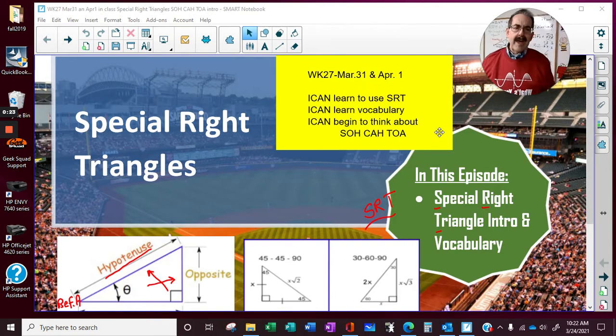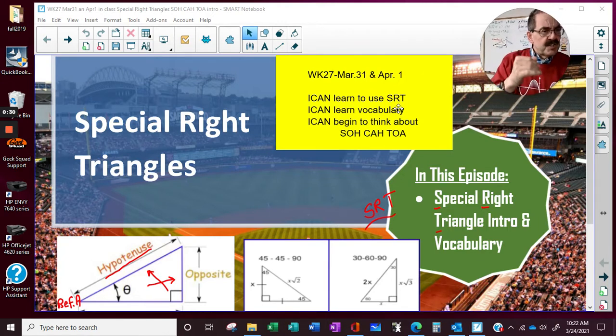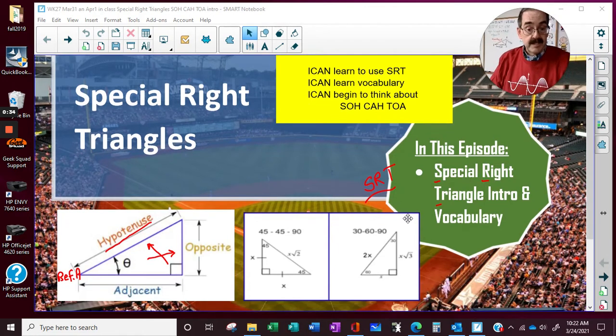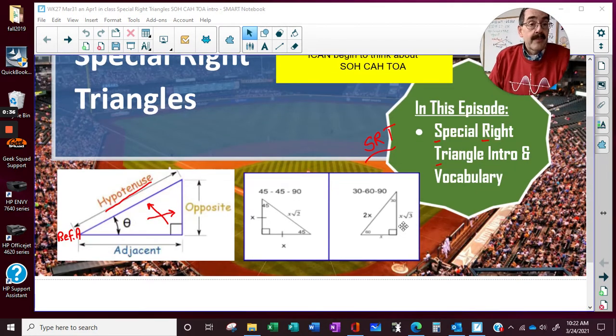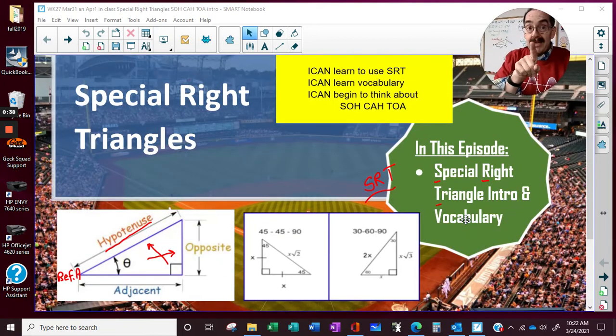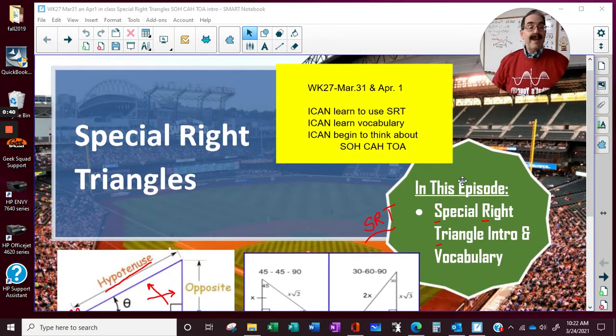We've been talking about these special right triangles and why we use them, so that we don't have to use the Pythagorean theorem over and over and over. The other day we learned some vocabulary: the opposite, the adjacent, the hypotenuse, and these shortcuts so that we don't have to do as much math. So let's just recap that because we want to hurry up and get to the fun part of our assignment.